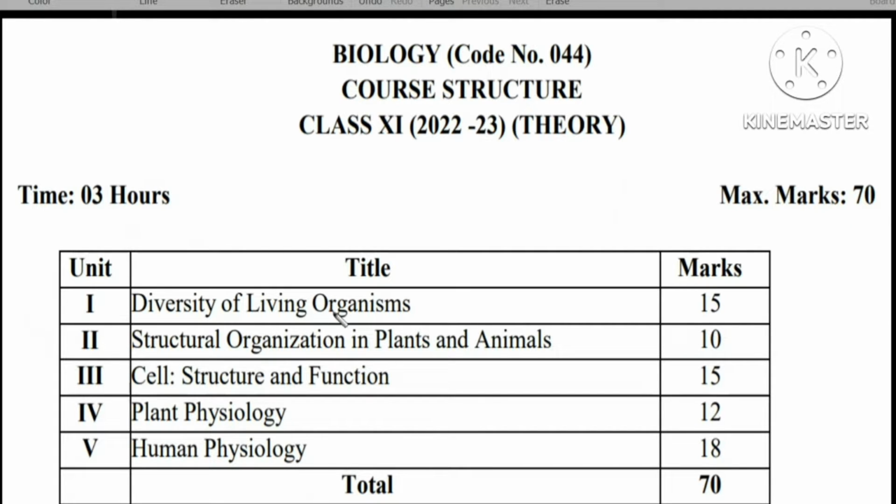So these are the units. There are 5 units to be covered. One is diversity of living organisms, then structural organization in plants and animals, cells, structure and function, plant physiology, and human physiology. So maximum weightage of marks goes to human physiology. That's towards the end. Now each of these units will have chapters to be covered.